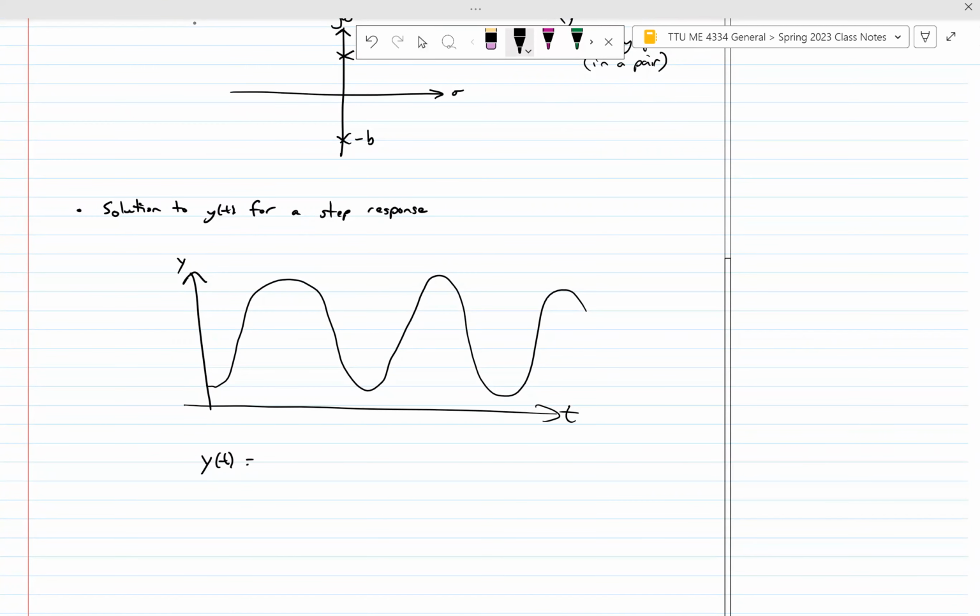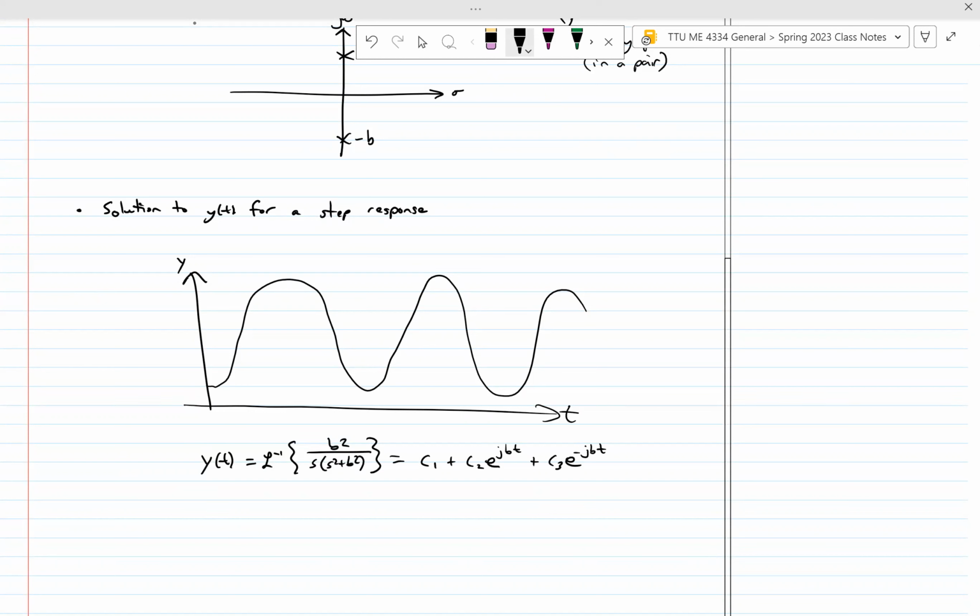So y as a function of time is the inverse Laplace transform of b squared over s times s squared plus b squared, since a is equal to 0 here. We could use partial fraction expansion and all that sort of stuff. We would end up with C1, just a constant, plus C2 e to the jbt plus C3 e to the negative jbt. Our poles are the things that end up showing up in our exponentials.